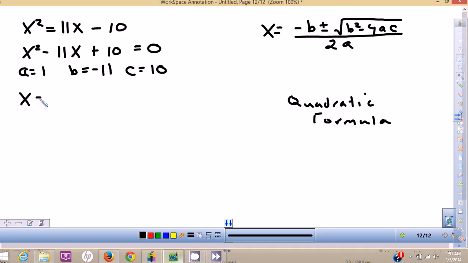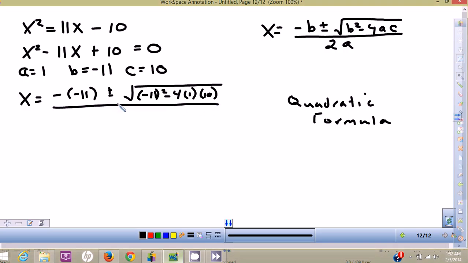So if we start plugging these numbers into our quadratic formula, our first term is opposite b, so negative 11, plus or minus the square root of b squared, so negative 11 squared, minus 4ac, so minus 4 times 1 times 10, all underneath the radical sign. And all of this is over 2 times a, so in this case 2 times 1. Once you've substituted all that in, it's simply a matter of simplifying.